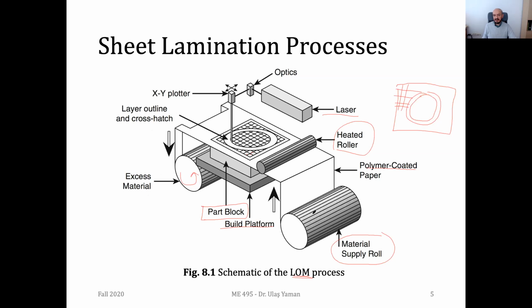Instead of paper, you can also have sheet metal, but that will be quite difficult since cutting of sheet metal is not as easy as it is with sheet paper. Any questions, guys, about this fundamental schematic of laminated object manufacturing?